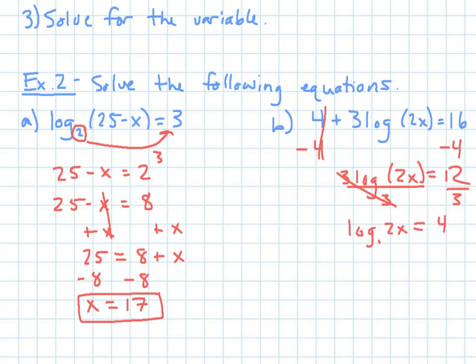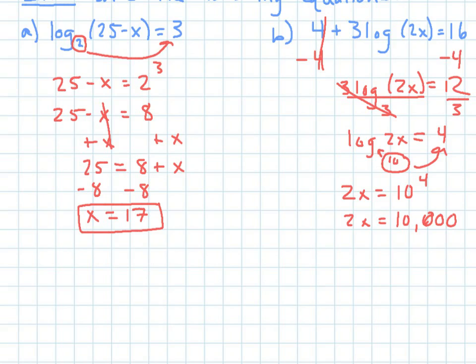Now because this is a base 10, that's the base I'm going to move everything up to. Okay, so I'll change this to exponential form by saying 2x is equal to 10 to the 4th, which is going to be 10,000. Okay, and then from there, now I want to divide everything by 2. So then x will equal 5,000. Okay, so then that would be my answer.